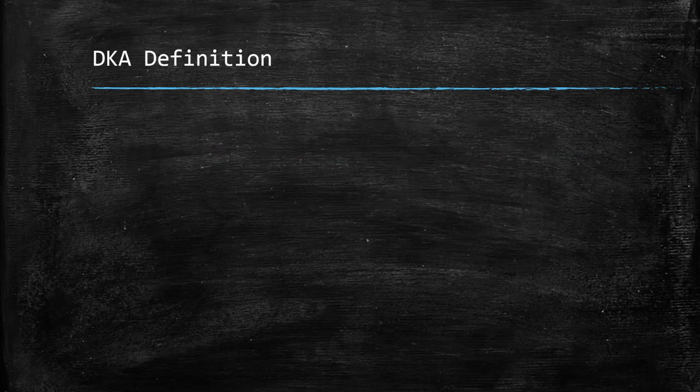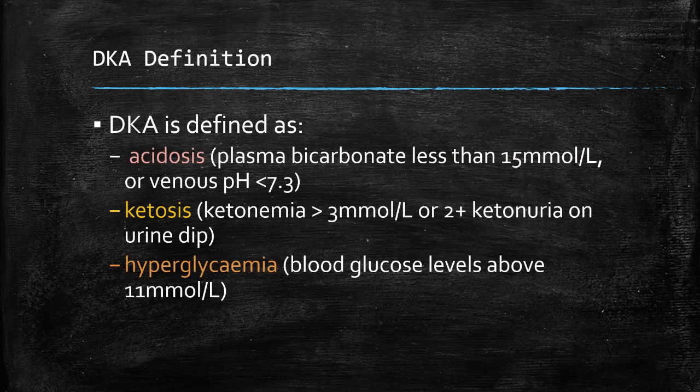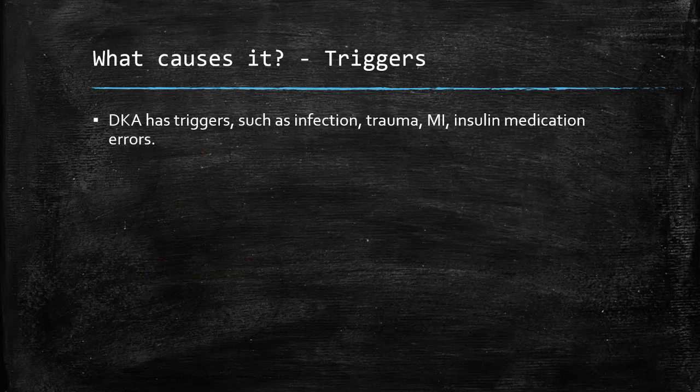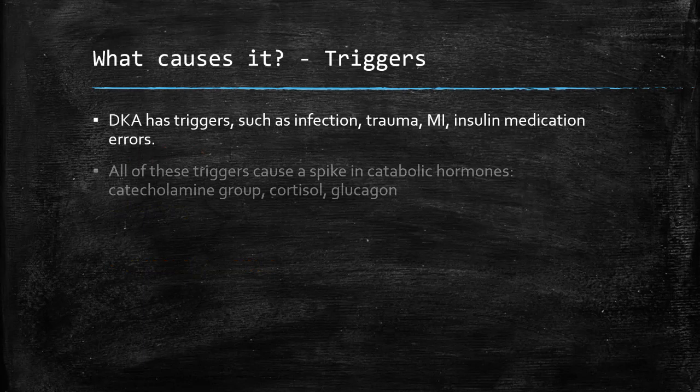Now, what is the definition that we can use to diagnose the condition clinically? Well, it's three things: acidosis, ketosis, and hyperglycemia. And as you can see, I've included all the criteria required to define each of these. So, what causes DKA? What are the triggers? Well, it has several triggers, such as infection, trauma, but the most common trigger is insulin medication errors.